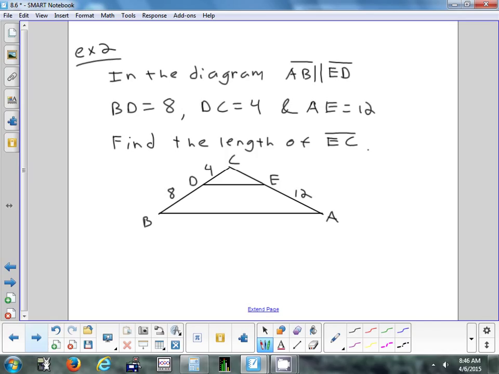Okay, so it says in the diagram, AB is parallel to ED. If they're parallel, I like to mark it. Just take the diagram, put the arrows on there right away so we don't forget. They also give me 3 lengths. If these numbers weren't labeled in the diagram, I'd label those as well. BD is 8, DC is 4, AE is 12. Find EC.